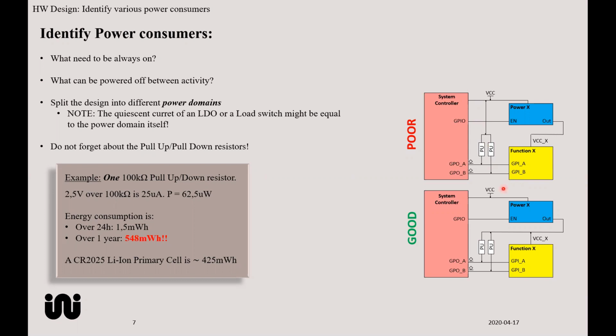So the correct way of doing this would be, of course, to have the pull-up resistors pulled to the same voltage as function X is. This might look very obvious, but we see in different designs over and over again that this is done in the incorrect way.